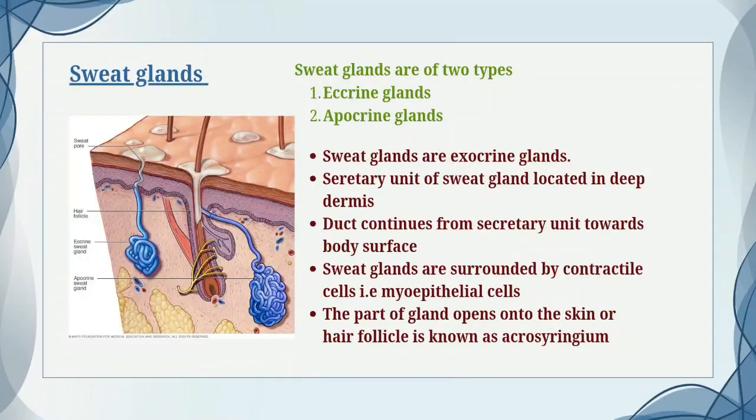Sweat glands. Sweat glands are of 2 types: eccrine glands and apocrine glands. Sweat glands are exocrine glands, the secretory unit of the sweat gland located in the deep dermis. A duct continues from the secretory unit towards the body surface. Sweat glands are surrounded by contractile cells, that is myoepithelial cells. The part of the gland that opens into the skin or hair follicle is known as the acrosyringium.